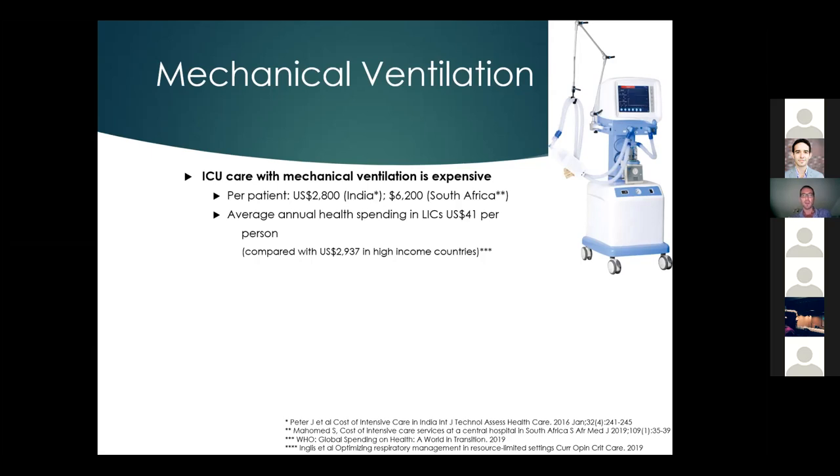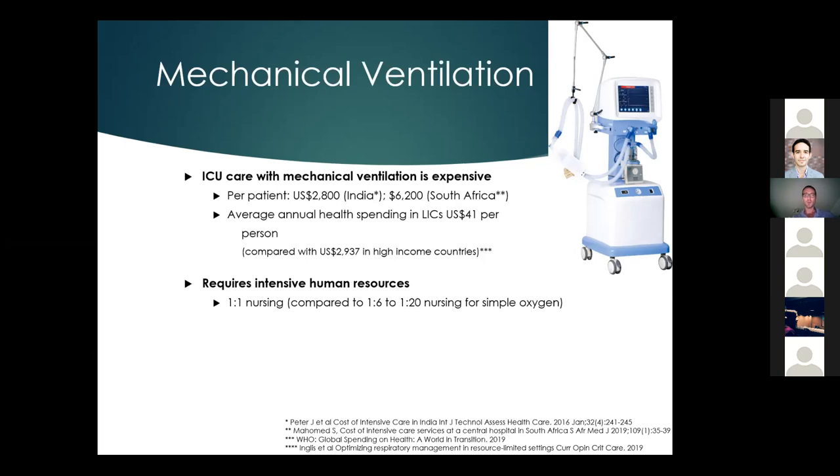You can see in high-income countries that average health expenditure is roughly $3,000. So mechanical ventilation and ICU care is a little bit more understandable in those settings, but in a place which has only got $40, it's a bit harder to justify. And we need very intensive human resources. So staffing is such a key issue.